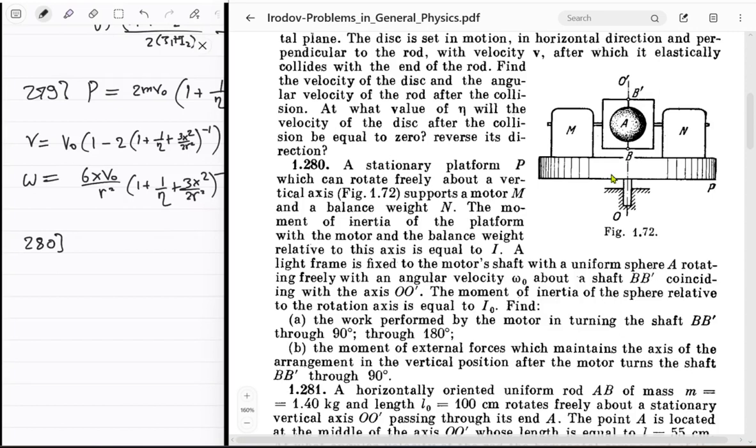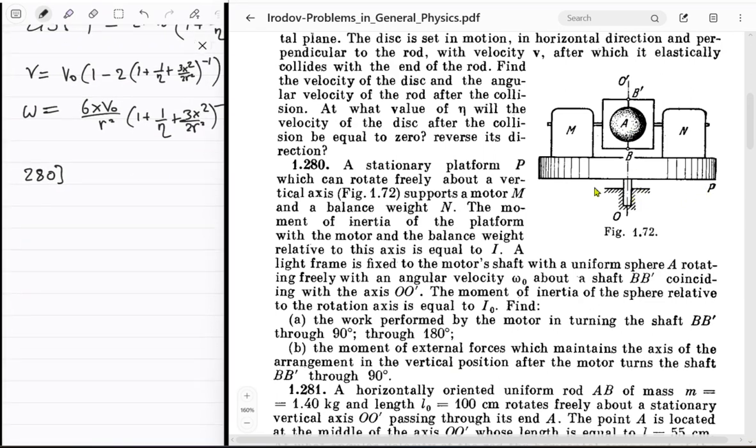I don't get it. Why is B not zero already? Why are they asking us what it is going to be? Moment of external forces which maintain the axis of the arrangement in the vertical position after the motor turns the shaft BB dash to 90 degrees. Yes, it's going to turn, and taking this as a system, it would have made perfect sense why you would want the force. But when it's not the case, how can you figure out the torque? It's going to be zero, right?